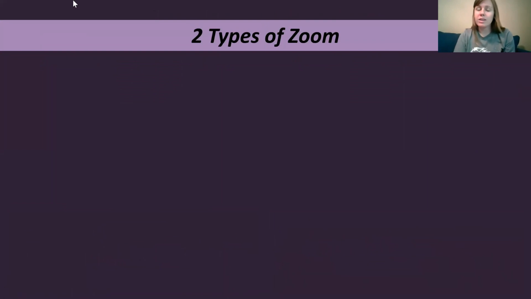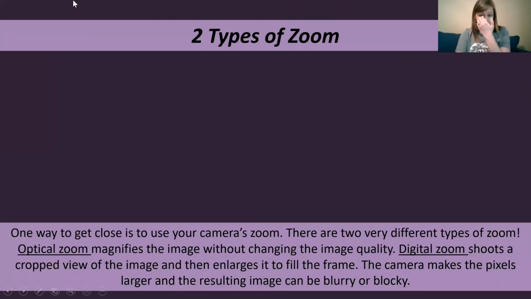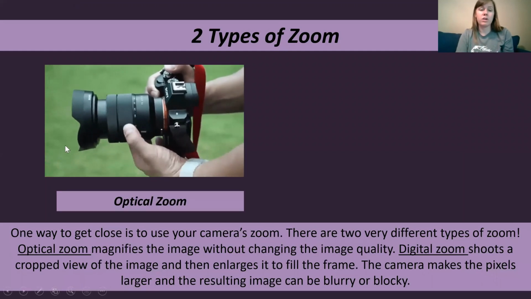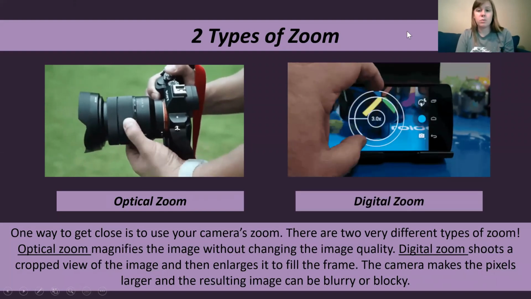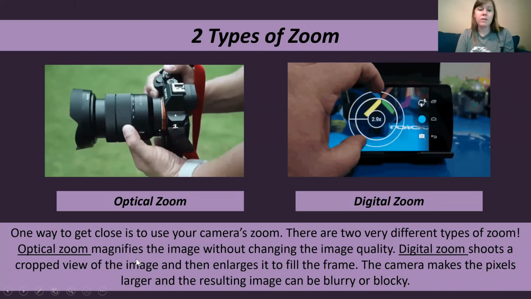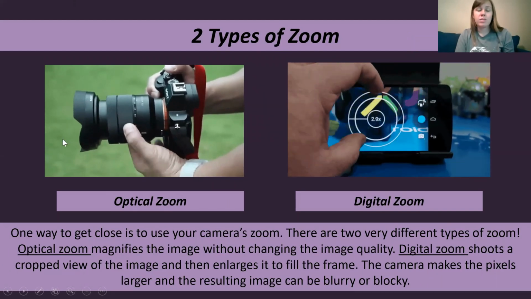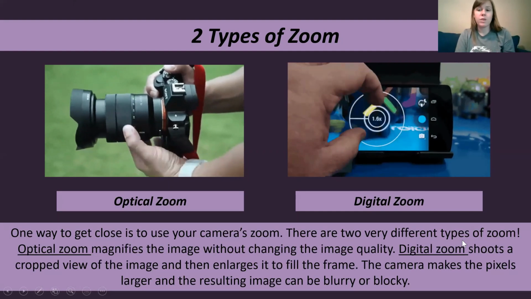Here's why it's not a good idea to use your camera zoom. There are 2 types of zoom. There's optical zoom, which always has these longer zoom lenses on it. Okay, it's a fancy way of zooming. And then there's digital zoom. So the biggest difference is that optical zoom magnifies the image without changing the image quality. Something happens inside of that long tube that makes the image high quality, but also closer. But digital zoom is different.